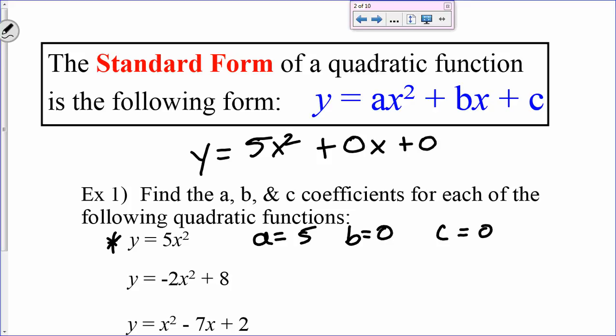Okay, this 0x is just going to simplify to 0. The 0x is simplified to 0, and it's plus 0. We're not really doing anything. We're multiplying by 0 and adding 0. So we don't really write them in there.